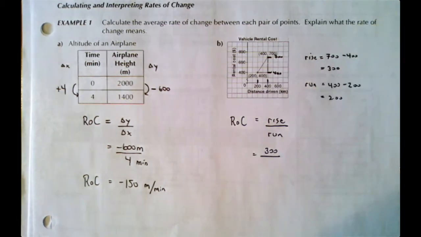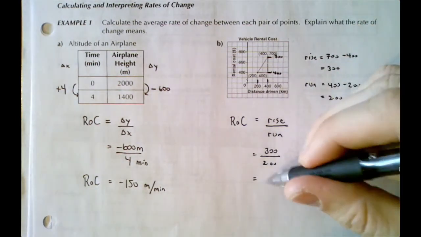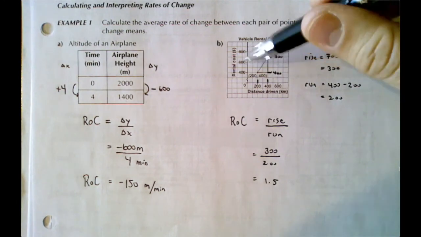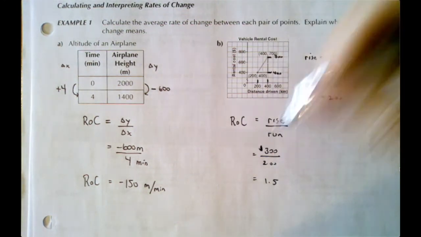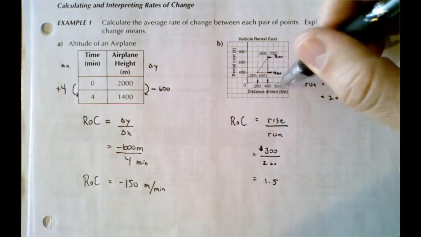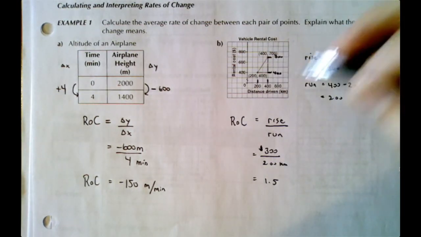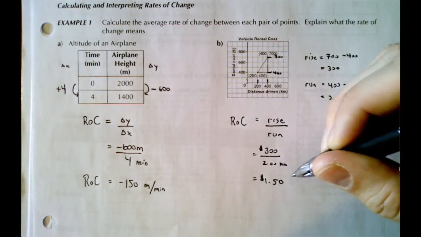300 for our rise, 200 for our run. And if we divide them, we get 1.5. What's that mean? Well, put our units. The Y's, or the rises, are costs in dollars, so that's $300. And our run is in kilometers. So our answer is $1.5 or $1.50.